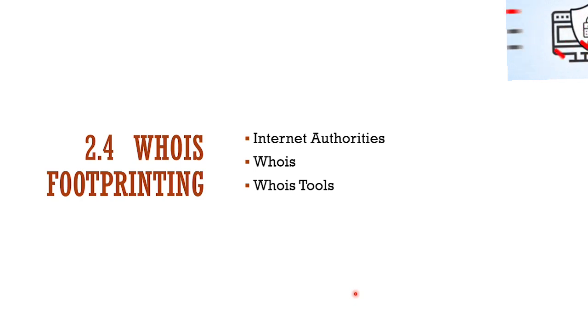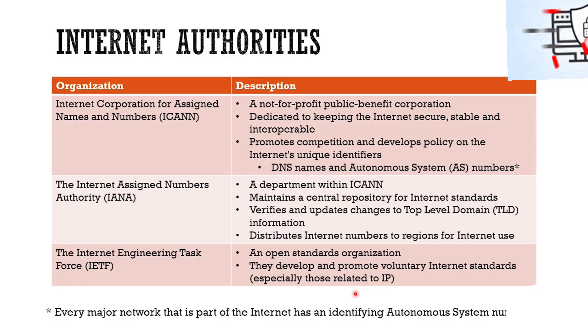One of the first things you'll do in footprinting is to perform a whois search. Now let's see what that's all about. To understand whois, we need to first look at the Internet authorities. When you register a domain name, it gets put into a database. And the registration, depending upon what you are, where you are, is handled by a different authority.